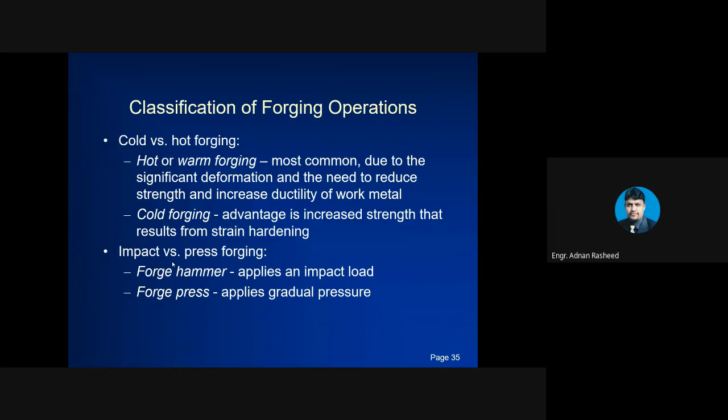On the basis of temperature, we classify forging as cold forging and hot forging. Hot forging or warm forging is the most common, due to significant deformation and the need to reduce the strength and increase the ductility of the work metal. So the workpiece is heated in order to flow easily, and we can get the complex shape as well as increase the ductility of the work metal.